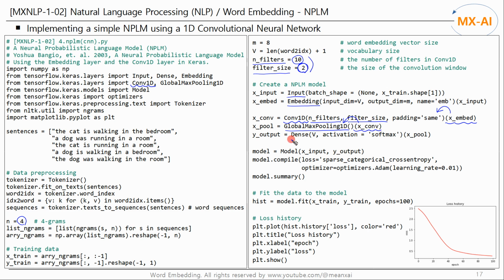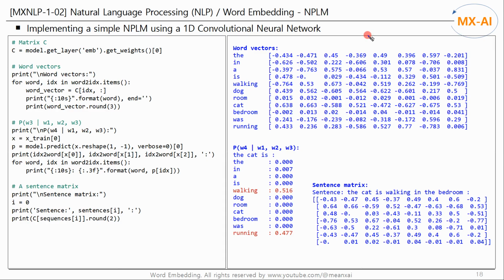Create a softmax output layer and feed the output of the pooling layer into the output layer. The rest is the same as the previous code. The results are as follows. This will give you similar results to the previous code.